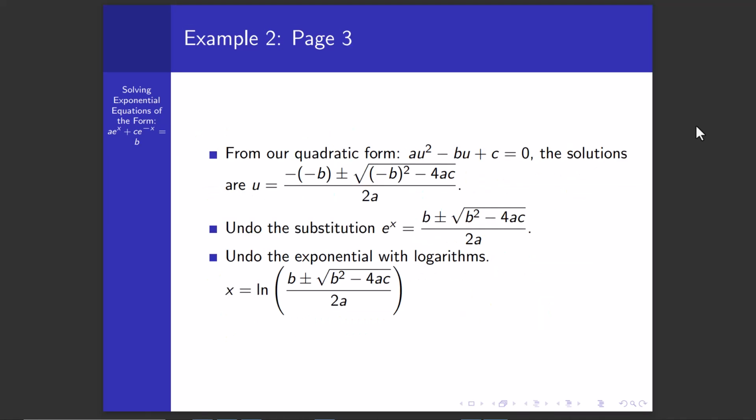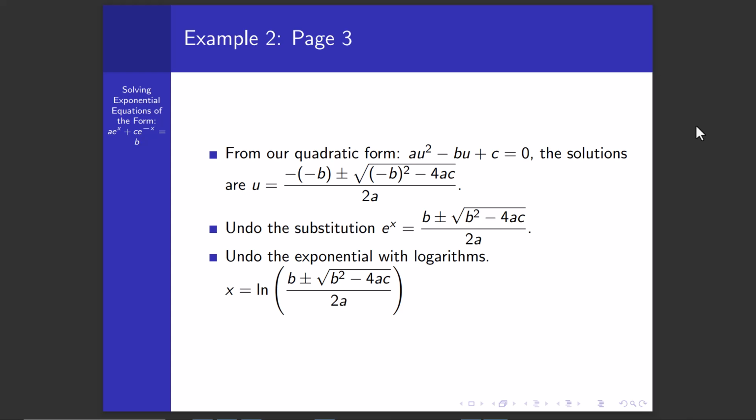Since we don't know the values of a, b, and c directly, we're going to just use the quadratic formula. So we have the opposite of the coefficient of u, which is negative b in this case, plus or minus the square root of that coefficient of u squared, again that's negative b, squared, minus 4ac, and that whole quantity is divided by 2a. After a little simplifying, we undo the substitution.